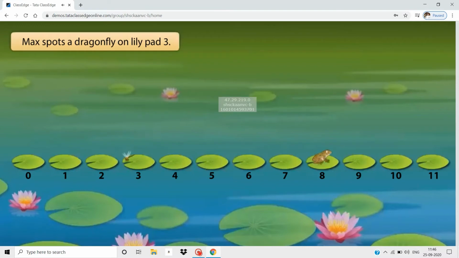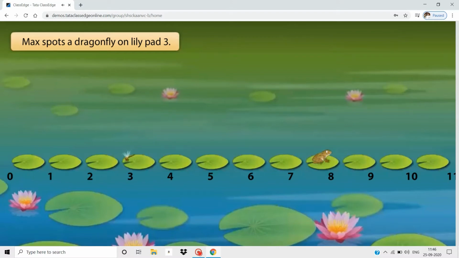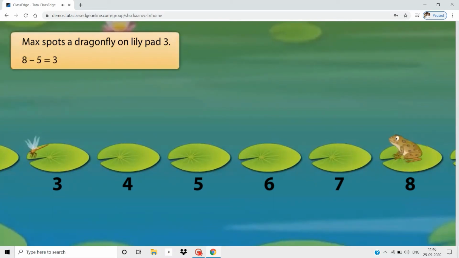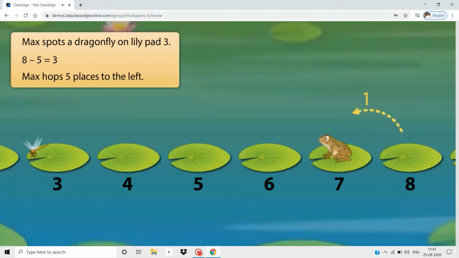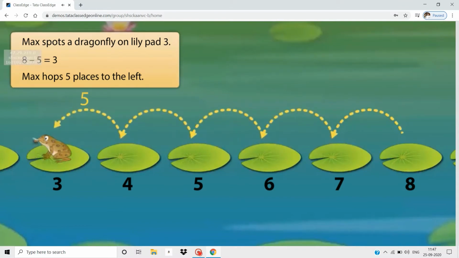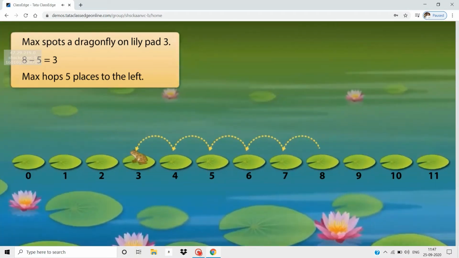But wait! A nice little dragonfly has landed on lily pad 3. Max wants to eat that too. Now, how should he get to lily pad 3? Any ideas? To get to lily pad 3, Max would need to move to the left. Shall we subtract 5 and check if he can get to that lily pad? Max hops 5 places to the left and lands on lily pad 3. That was delicious. Max is happy.